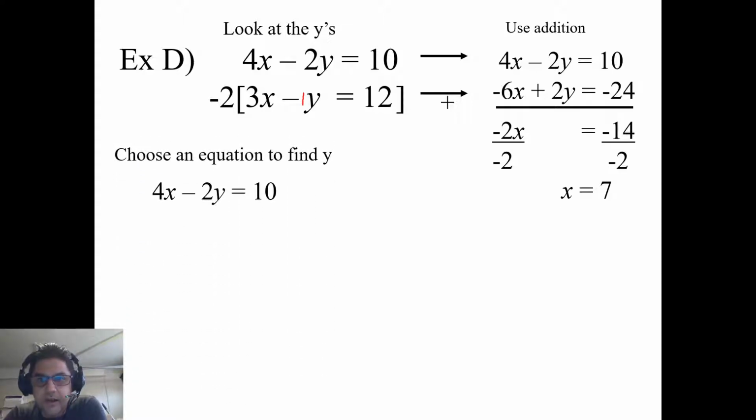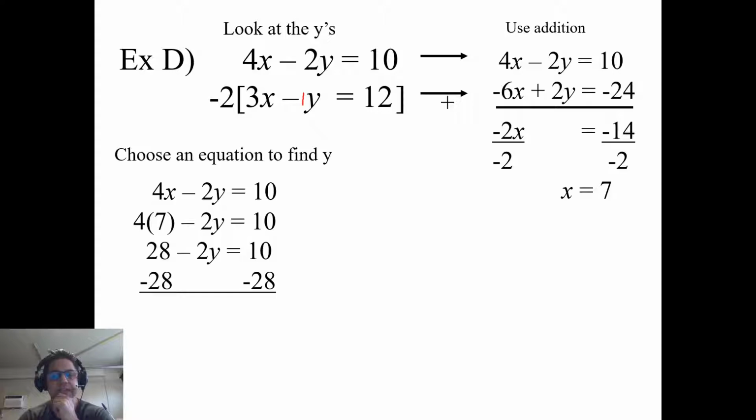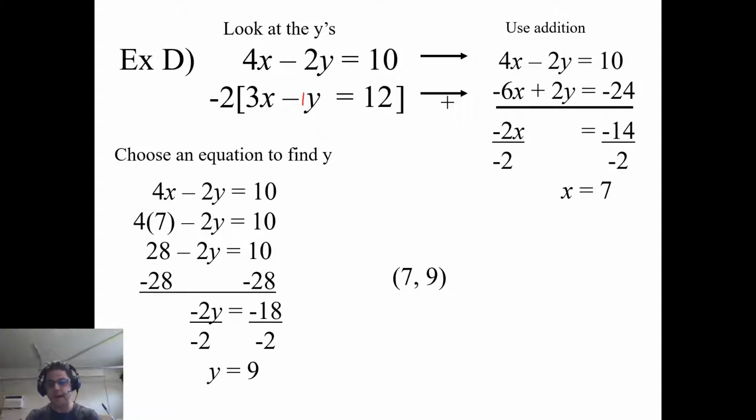All right, x is 7, so I'm going to substitute it. 4 times 7, 28. Solving equations, subtract 28 from both sides. 10 subtract 28 is negative 18. Divide by negative 2, y is 9. Remember, x, then y. Excellent, excellent. All right, so that's changing one equation.